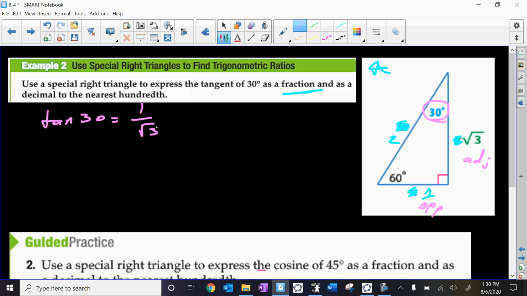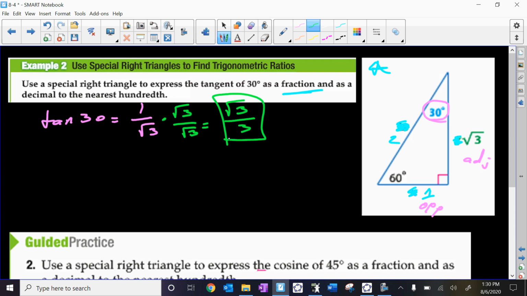And we also learned that we don't like square roots in the denominator, so we're going to rationalize the denominator, get that square root out of there. So we'll take it times the square root of 3 over 3, which is 1, which then gets us the square root of 3 over 3. This is your fraction answer.